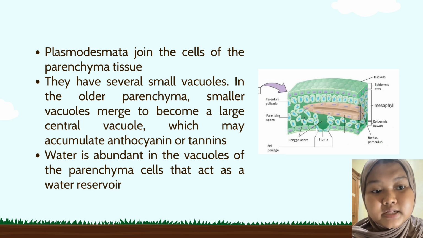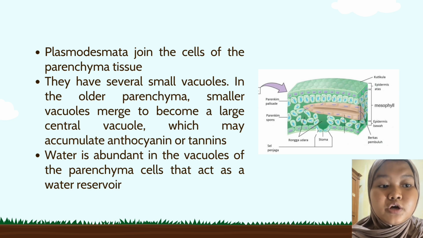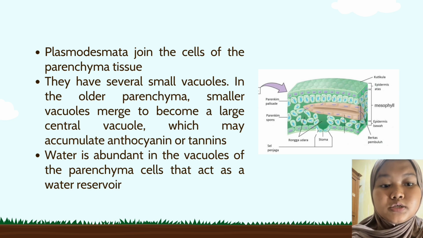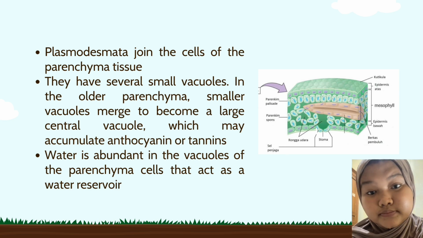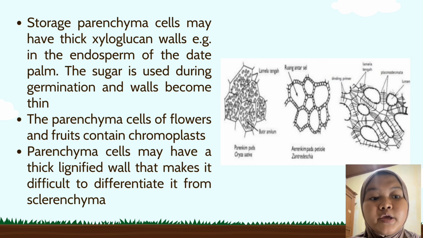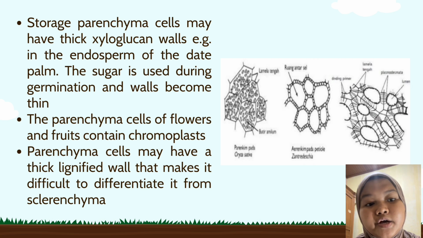The parenchyma cells in flowers and fruit contain chromoplasts contributing to pigmentation. Some parenchyma cells may develop thick lignified walls, making them difficult to distinguish from sclerenchyma. Their hydrophilic properties provide mechanical strength to plant tissues. In specific types of parenchyma, chloroplasts are present to facilitate photosynthesis.